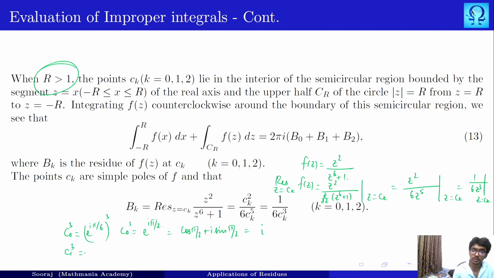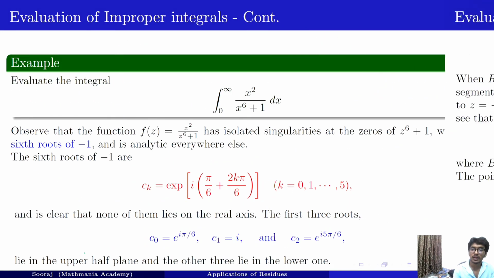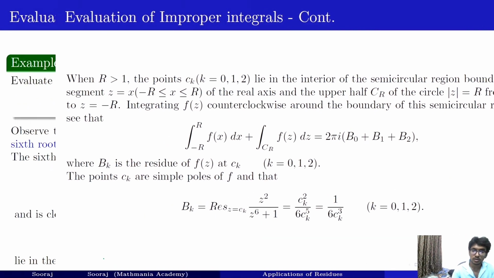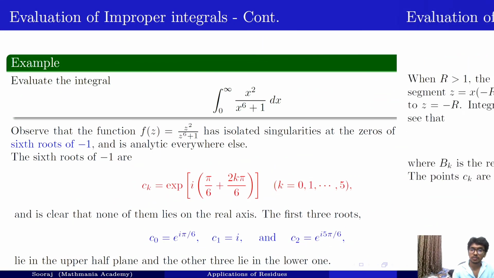Similarly, c1 cube is what? It is iota, so iota cube is going to be minus iota. And c2 cube, it is e to the power i 5 pi by 6.